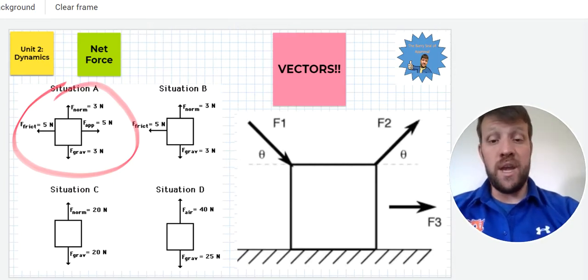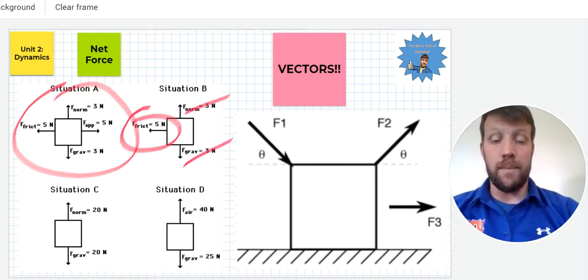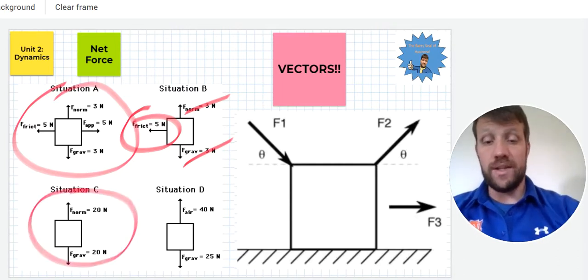In situation B, we're going to have a different scenario because despite the fact that the top and the bottom forces will cancel each other out, I do have a net force to the left here, so friction will be pushing backwards. Now this is an impossible situation because friction can't exist without an applied force to the right, but it's worth noting here just because of what's shown that there would be a net force to the left. Situation C, up and down, same thing there. So we're going to have no acceleration happening there.